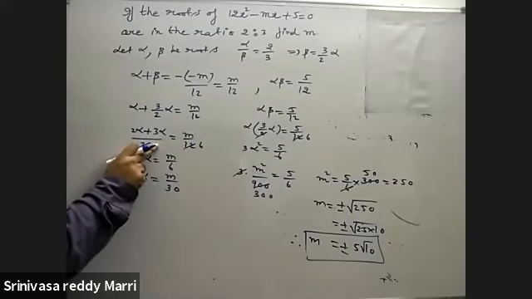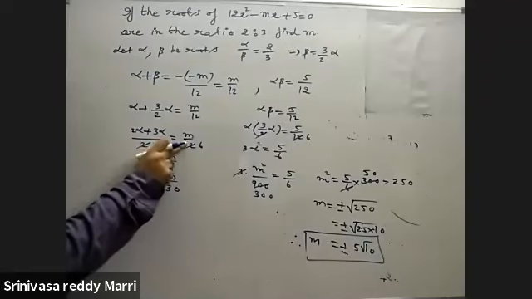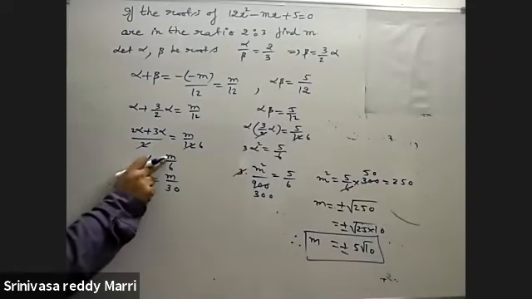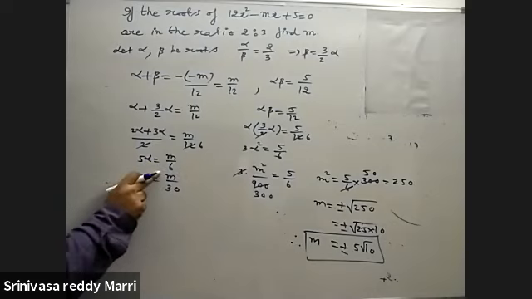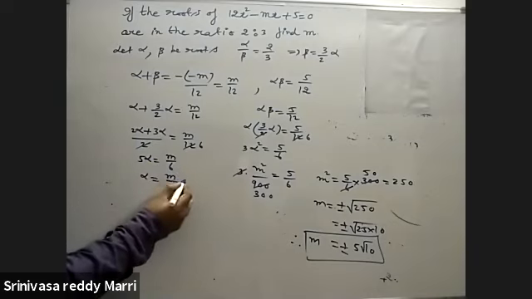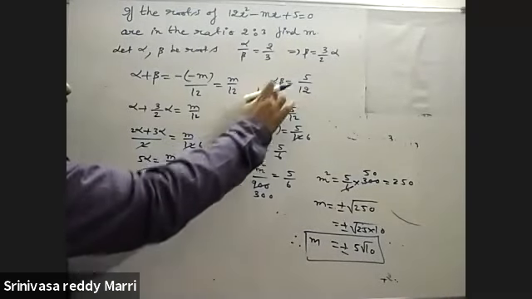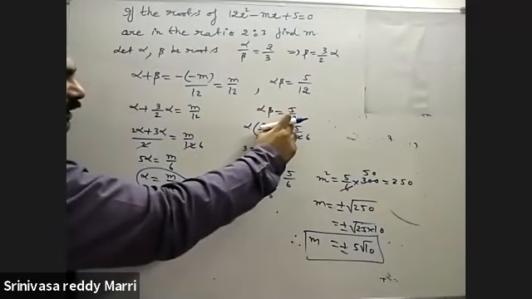Now take an LCM. 2 alpha plus 3 alpha equal to m by 12. 2 ones are 2, 2 sixes are 12. 5 alpha equal to m by 6. Alpha is nothing but m by 30. From here I got the alpha value. Now the second relation, alpha beta equal to 5 by 12.